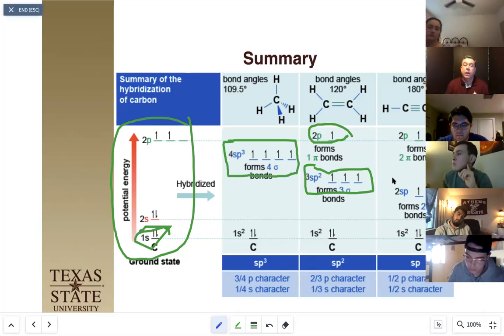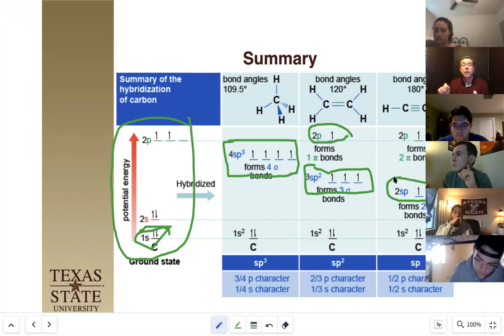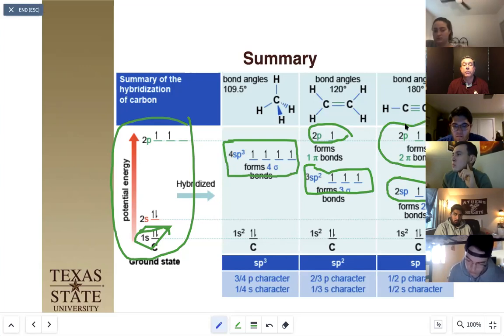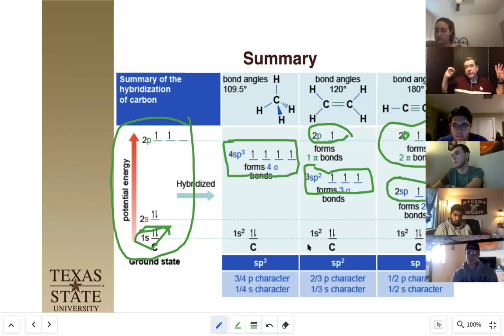And then if we only hybridize one of those, then we have 2 electronic domains, making it linear when we form sigma bonds. But then we have our pi bonds above and below the plane, with a total of 2: 1 for the first p orbital, 1 for the second p orbital. Okay, so what does this mean?